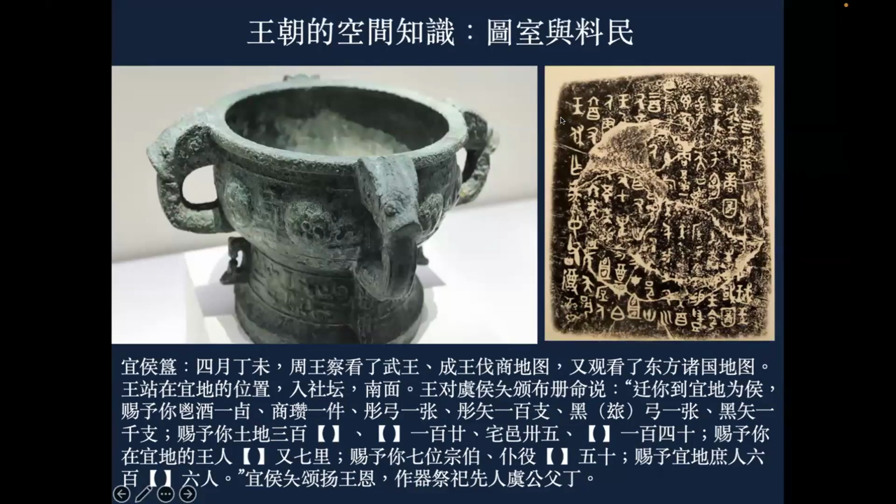I think that we might have a little bit of dispute here. The first two kings' conquest map, okay? And then he inspected the map of the Eastern territories. And then he stood at the location of the new territory to be granted to the Lord of Yu, and then made the investiture address.